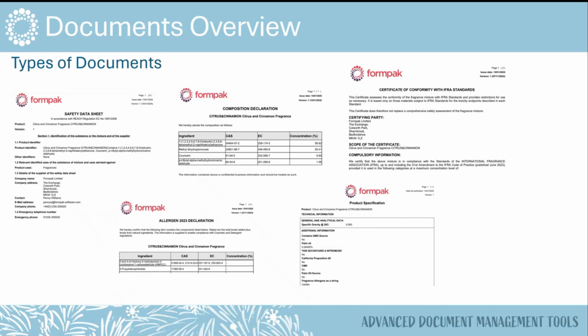So types of document. When we talk about documents, we're talking about safety data sheets, certificates, declarations, specifications, or maybe you've got custom documents such as product specs or certificates of analysis, and these all contain important information which is required to be kept up to date and passed on to your customers.